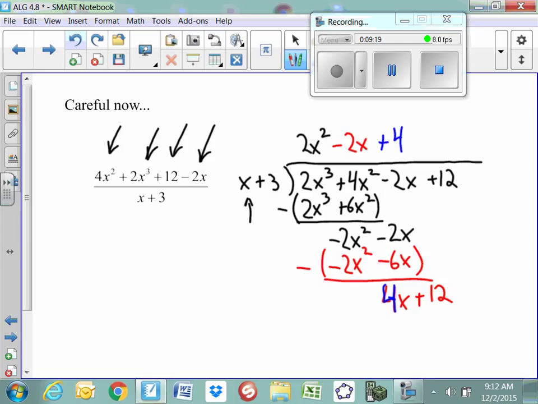4 times x is 4x. Ooh, I like this. 4 times 3 is 12. I get no remainder, and so my answer is 2x squared minus 2x plus 4. If you actually do the binomial times the trinomial, you'll get that answer.